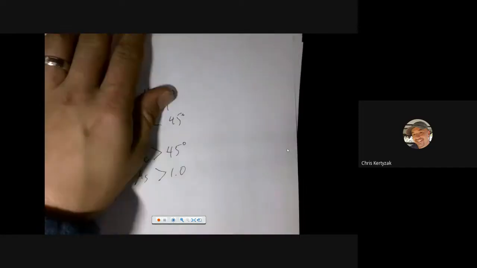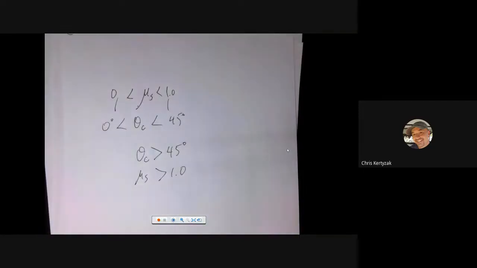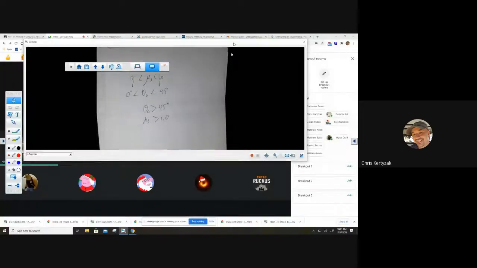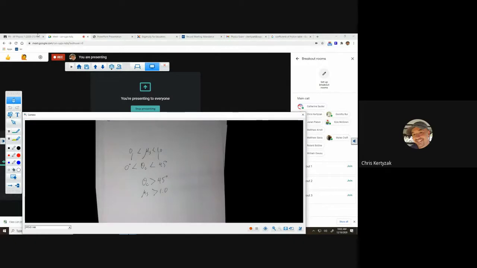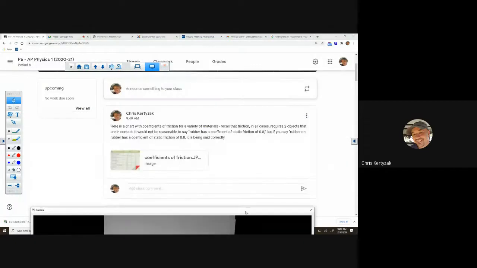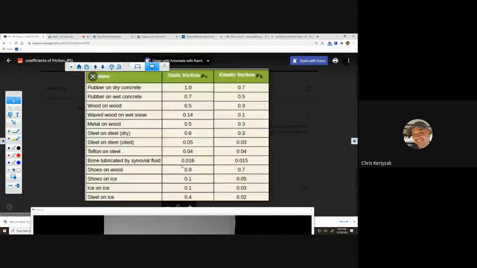I'm going to show you one other thing. I just posted this in Google Classroom. This chart, you can see on your own, but I'm just presenting it. This is, again, the coefficient of static friction and kinetic friction for a variety of materials. Remember, it makes no sense to say wood has a coefficient of friction of 0.5. Do you mean wood on wood?